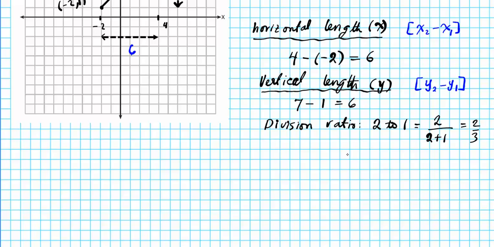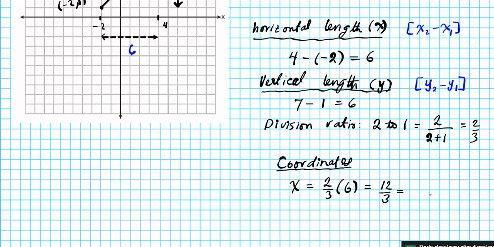Okay, so let's apply this division ratio to our coordinates. Now, for x, the horizontal length, we're going to calculate 2/3 of the entire length, 2/3 of 6, and it's going to be 12 over 3. 12 over 3 is 4.